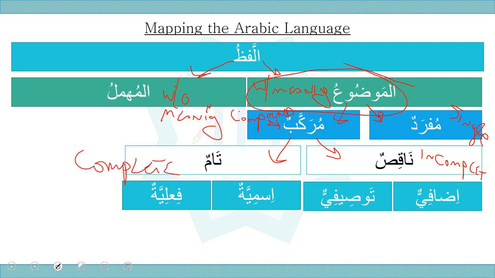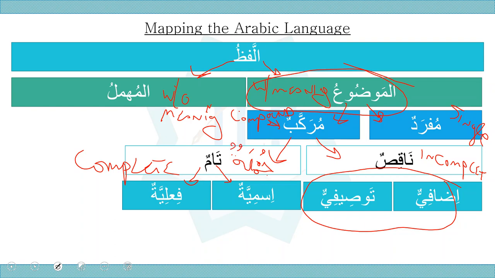Don't worry about these ones right here. But you can have incomplete sentences and complete sentences. There are dozens of incomplete sentences, but basically, they are words put together that don't make a complete message as of yet. Then you have complete sentences, which are called jumla. Tam is also known as jumla.